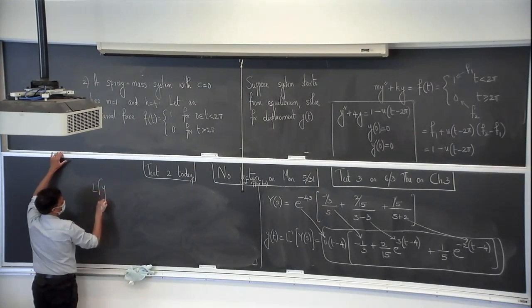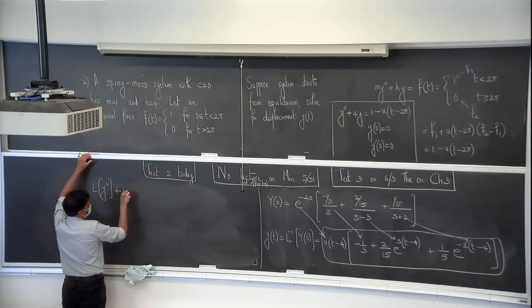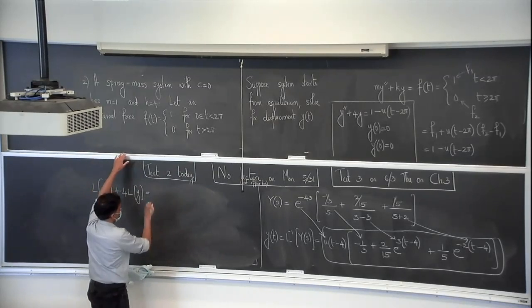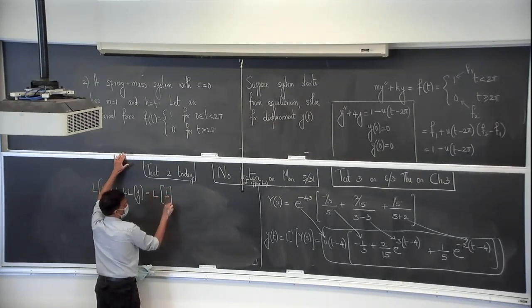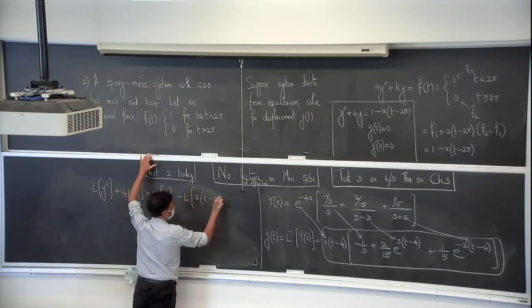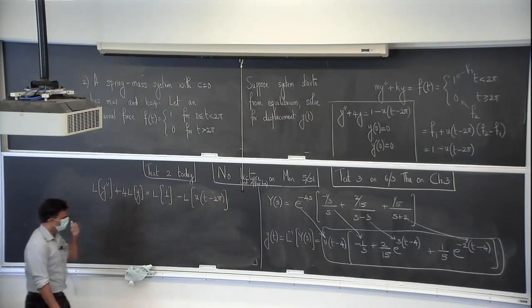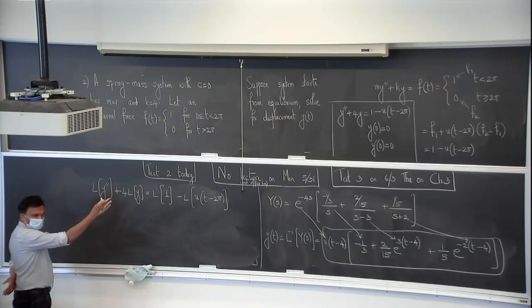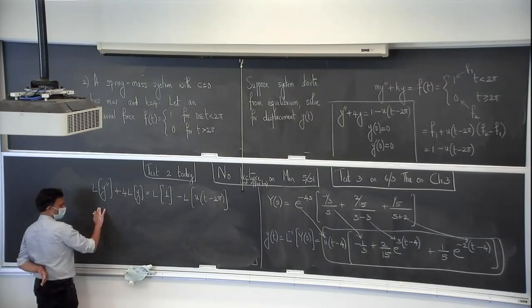Okay, so L of y double prime plus 4 times L of y equal to the Laplace transform of 1, that is not 0, minus the Laplace transform of u(t minus 2 pi). Once again, it's starting from equilibrium, so that kind of makes our life a bit easy on the left-hand side.